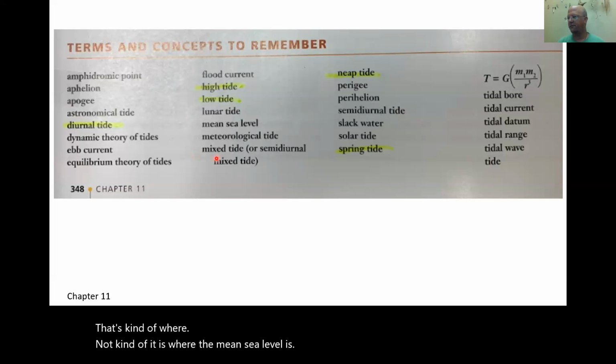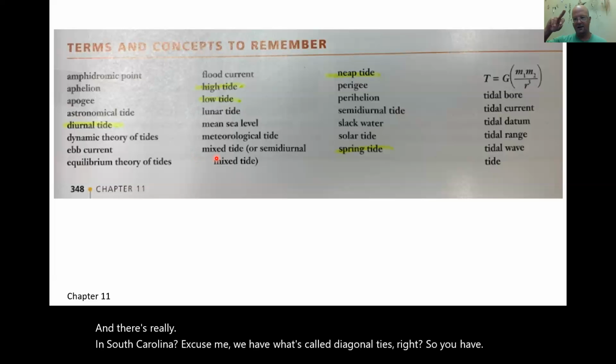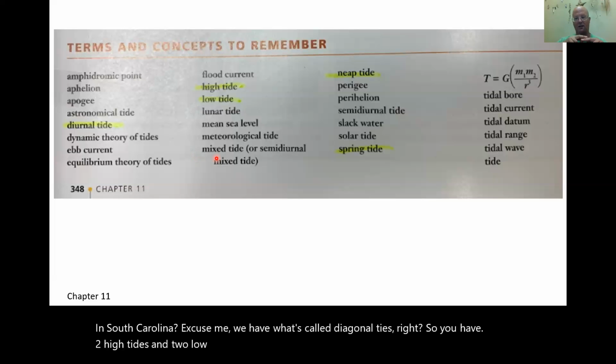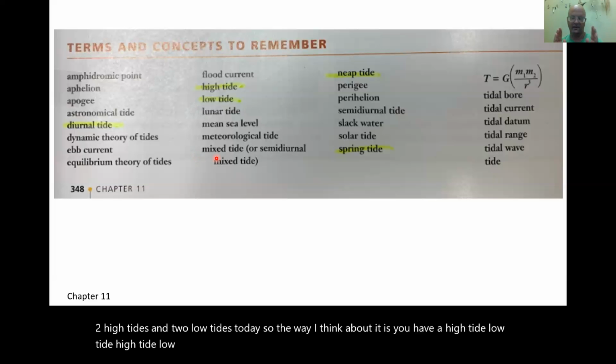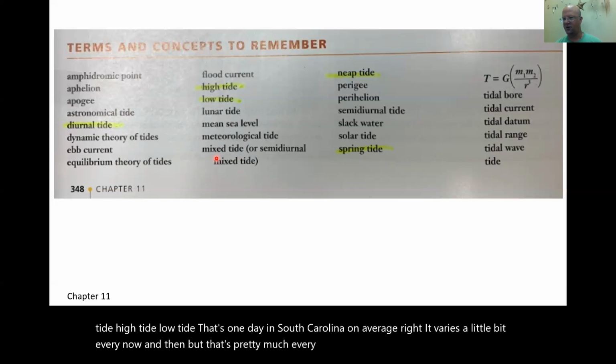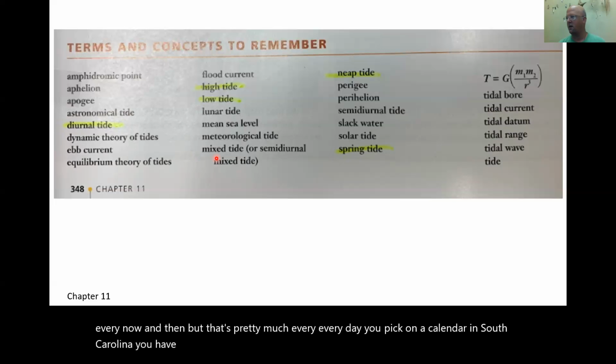We're going to talk about how tides look on land. In South Carolina, excuse me, we have what's called diurnal tides, right? So you have 2 high tides and 2 low tides a day. The way I think about it is you have a high tide, low tide, high tide, low tide. That's one day in South Carolina on average. It varies a little bit every now and then, but that's pretty much every day you pick on a calendar in South Carolina, you have 2 highs and 2 lows.